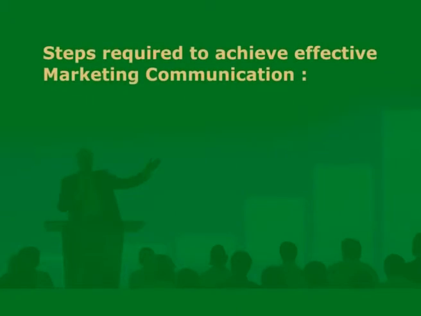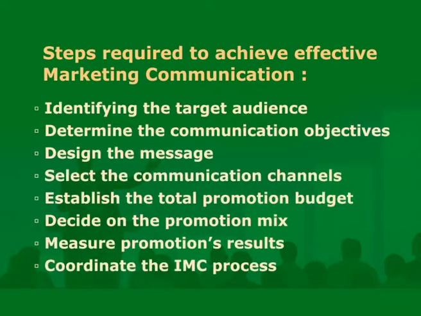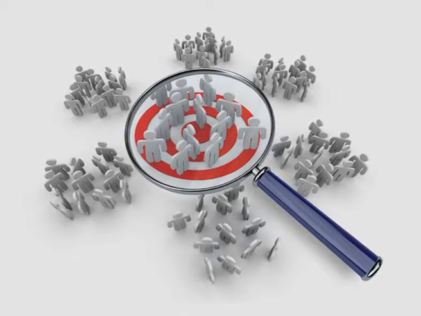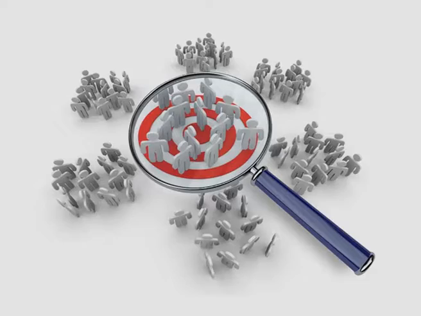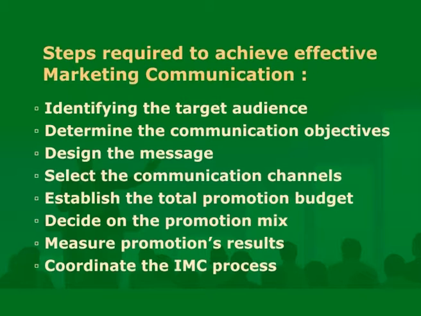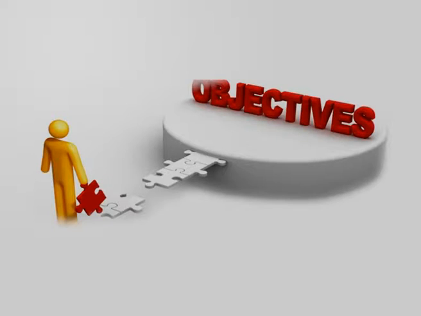Now, we will try to understand the steps required to achieve effective marketing communication. We will discuss each step in marketing communication in detail. The first step is to identify the target audience. The company identifies the segments it finds profitable to target. Then it assesses the current image of the company, its products, and its competitors in the minds of the target audience.